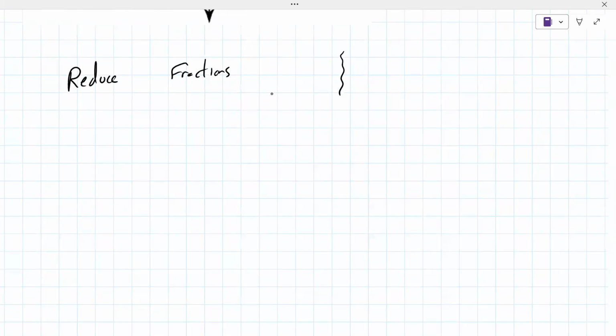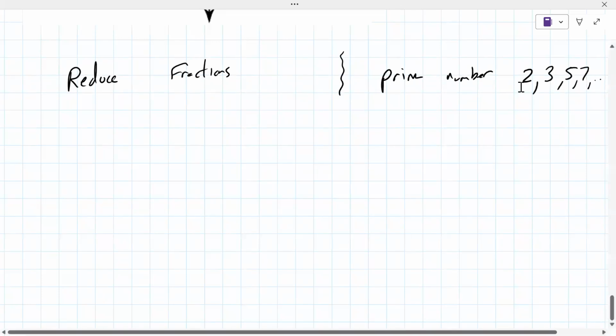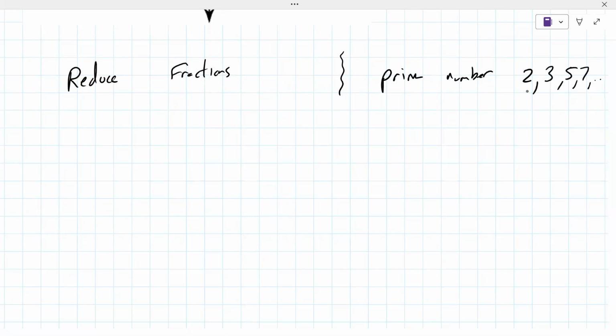Now, as kind of an aside here, do you know the smallest prime number? I don't even know what a prime number is. All right, we'll discuss that another time, but I'm going to write out some what are called prime numbers, and these are used to reduce the fraction. So let's say I give you a fraction like this, like 16 over 24.